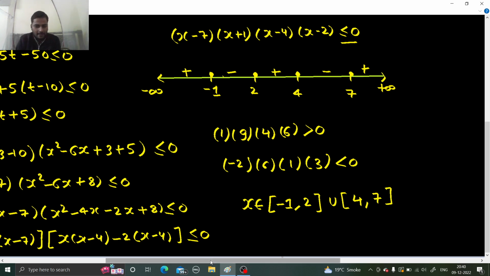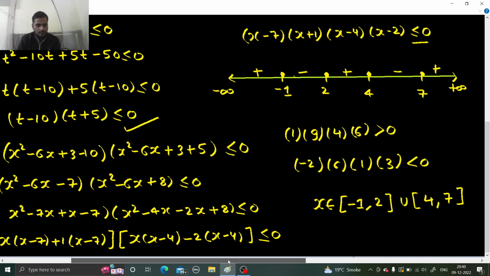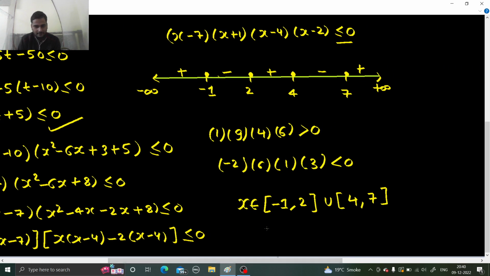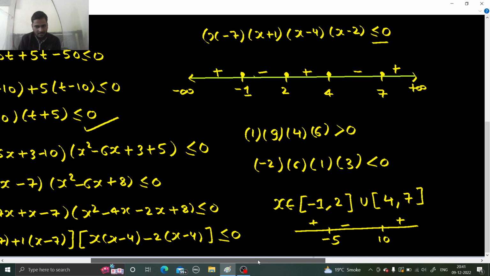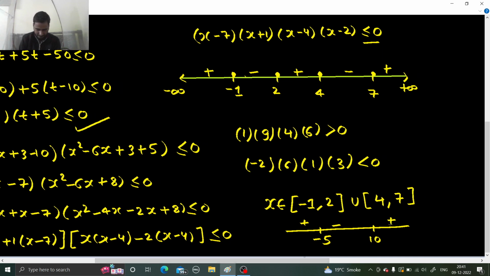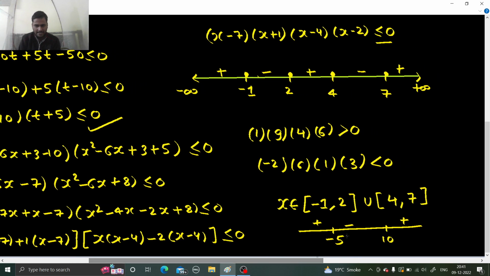And let me check where I was stuck at this point. So t minus 10 t plus 5. This is there, plus minus plus. If I take 11, you are getting positive. That's what it should be. If you are taking 6, you are getting negative and positive. That means negative. Yes, it should be.